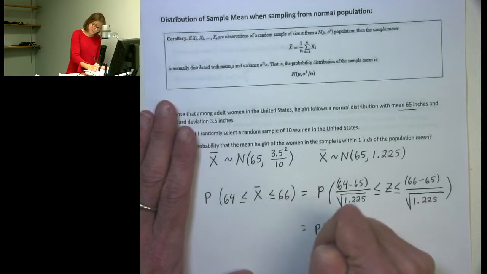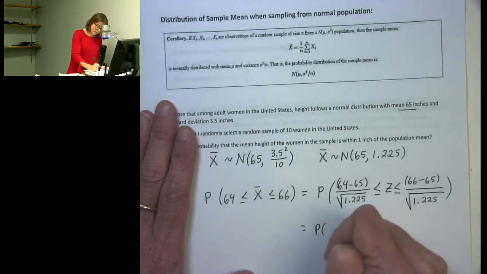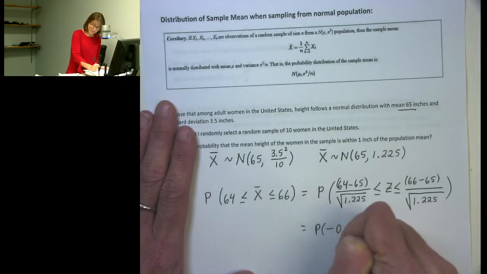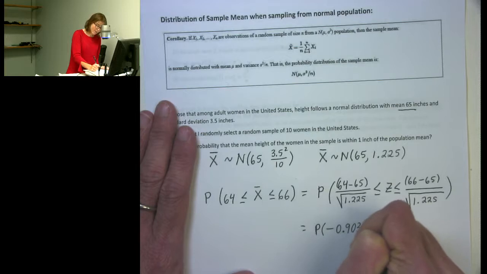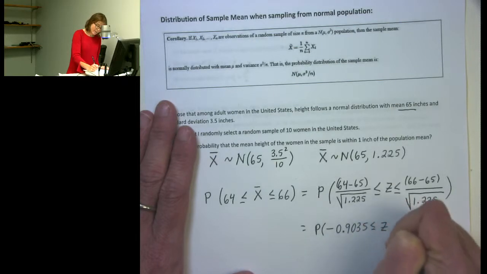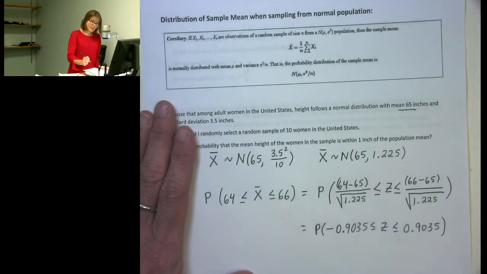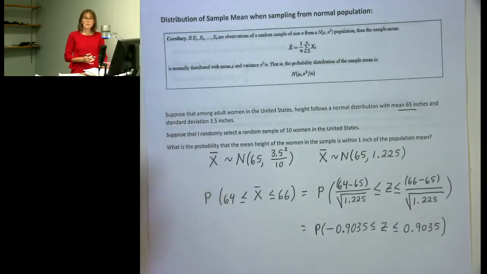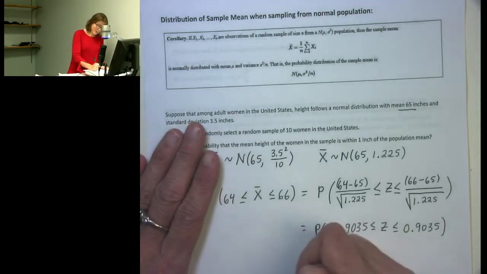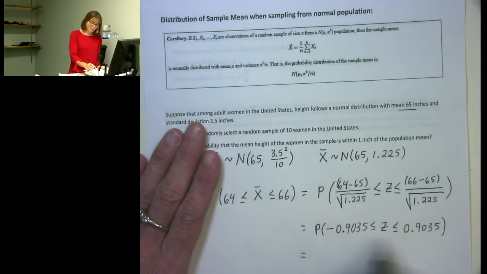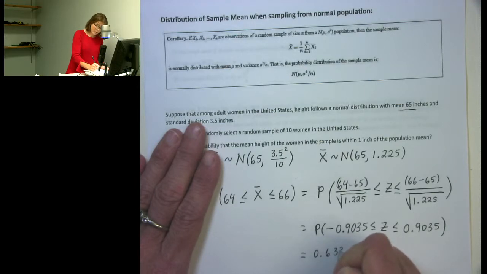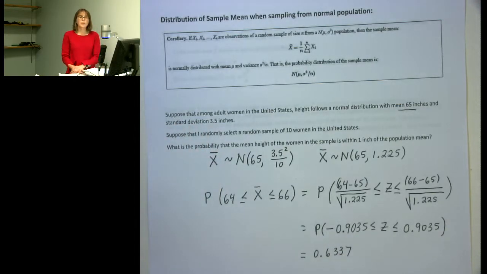So it's the probability that a random variable takes on a value between negative 0.9035 and positive 0.9035. And again, I can use my calculator or a table to find that area under the curve between those values, and it comes out to be 0.6337. So there's our solution.